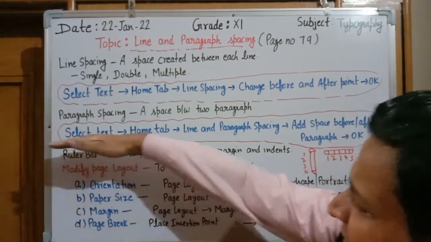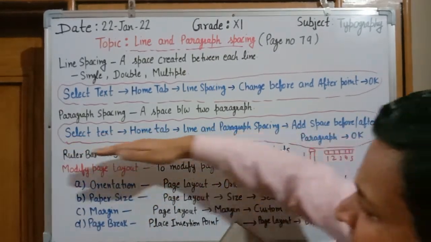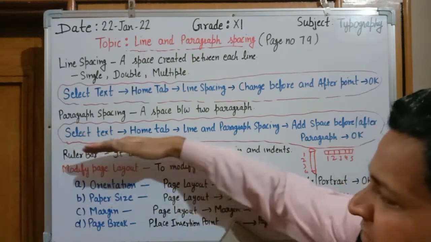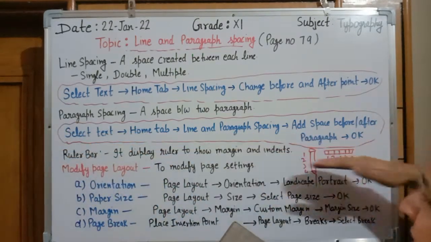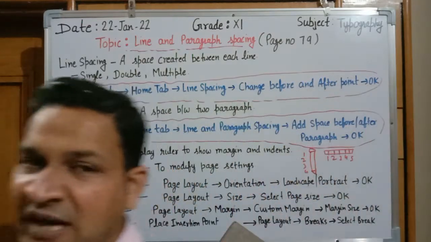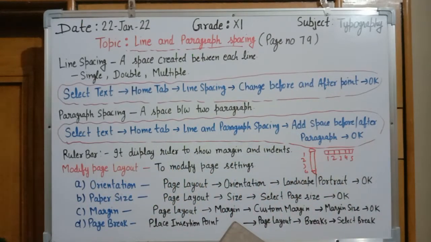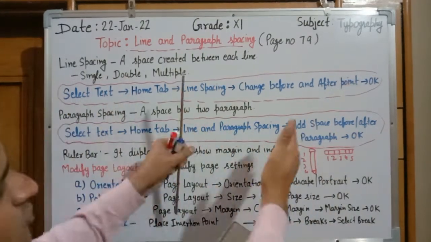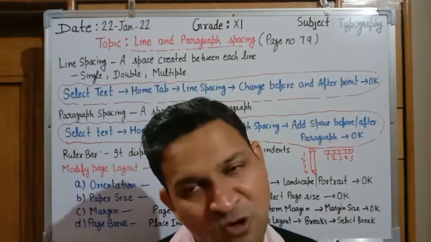Section break will divide the page into two parts. It means it will not send the text to the next page. It will keep the text on the same page, but it will make a partition by a dotted line, that is a section break. While a column break will divide the page into different columns, 1, 2, 3.